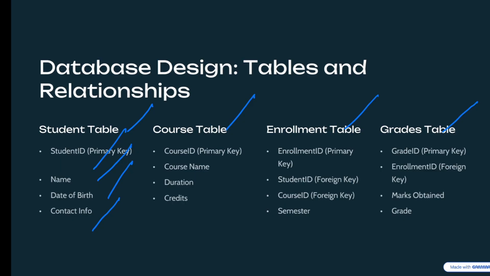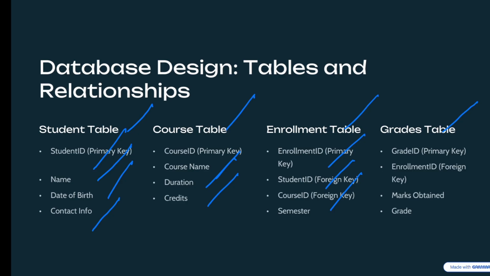Let us see the course table. The course table stores course details about the student, course name, duration and the credits. Now let us see the enrollment table. The enrollment table also comes under the primary key. Student ID is a foreign key. What is a foreign key? It connects related tables, like linking a student to their courses.